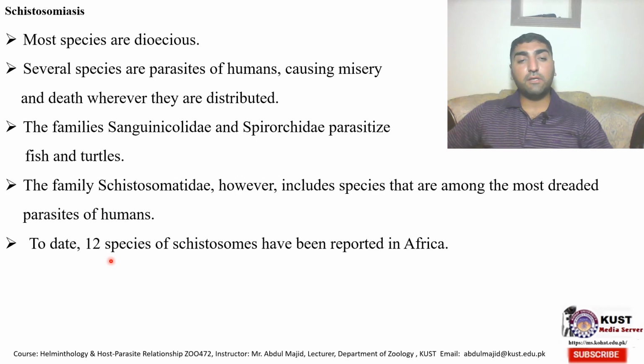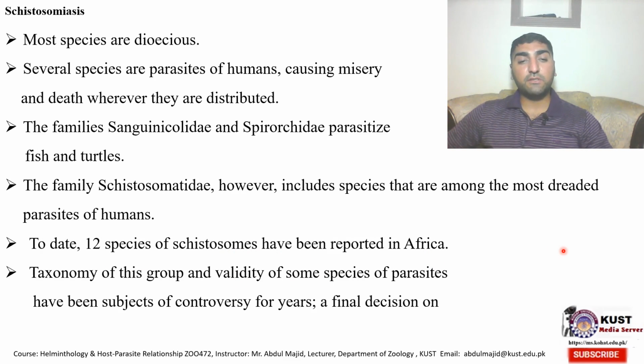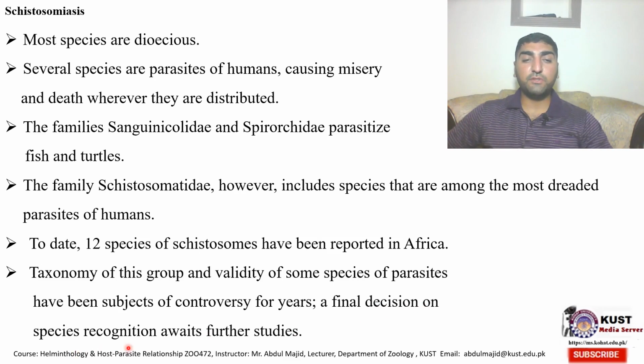To date, 12 species of schistosomes have been reported in Africa. Taxonomy of this group and validity of some species of parasites have been subjects of controversy for years, and final decision on species recognition awaits further studies on this group.